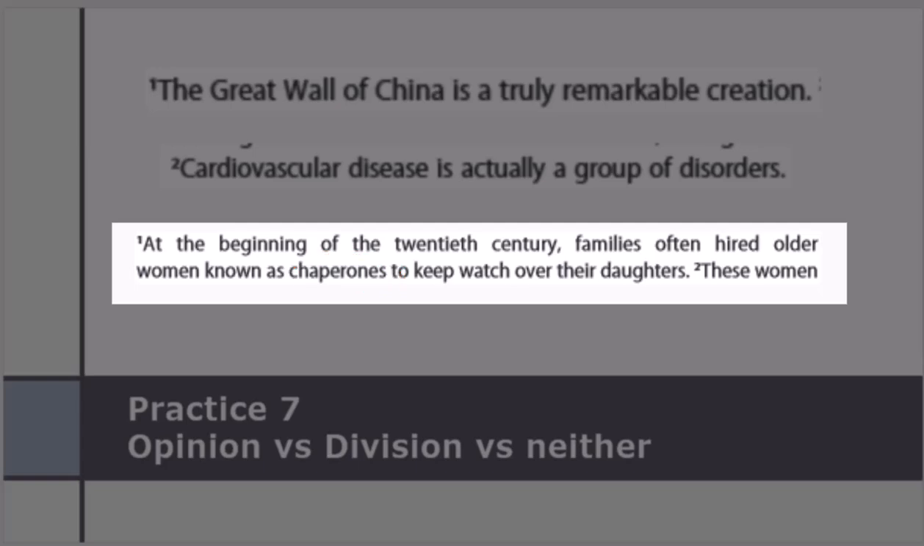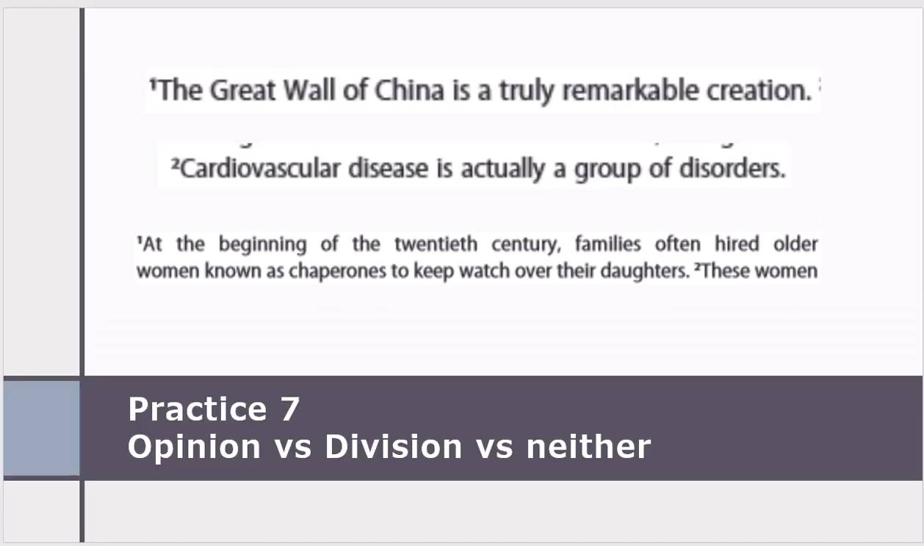And while there's not a clear division word in the sentence, this paragraph is a division type paragraph. The supporting details in this paragraph describe the different things that the chaperones do and what their job is, basically. What did families hire them to do? Even though there's not a clear division word, this is still the topic sentence for paragraph number 3. So watch out for those.